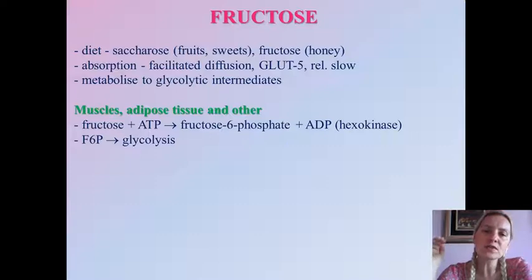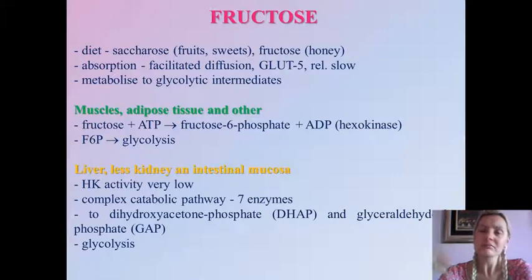So fructose 6-phosphate, which is formed by this phosphorylation, is now an intermediate of the glycolytic pathway, so it can continue degradation in glycolytic steps like phosphorylation to fructose 1,6-bisphosphate and further degradation to DHAP and GAP. But anyway, in the liver, and to a lesser extent in kidneys and intestinal mucosal cells, the situation is slightly different and kind of more complicated.